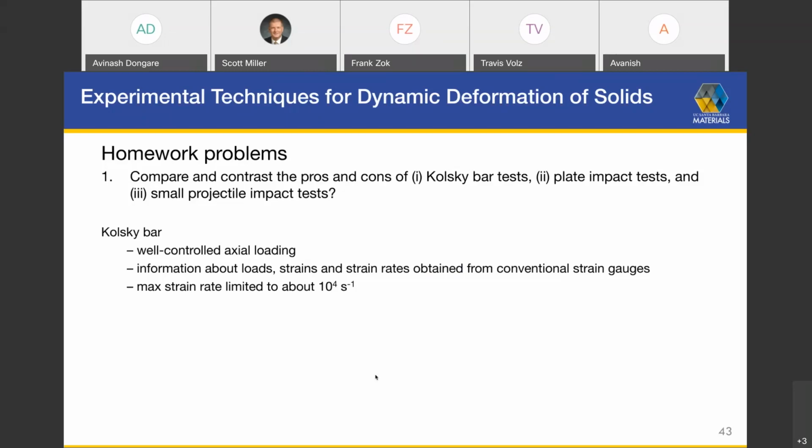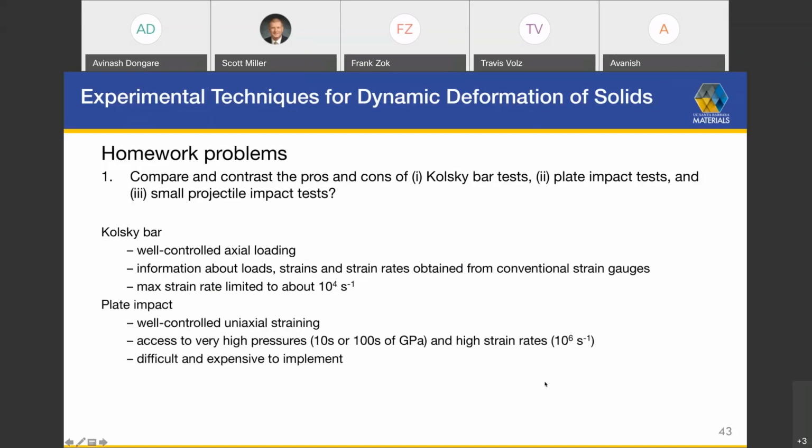The one downside to the Kolsky bar is that your maximum strain rate is limited, to about 10^4 per second. Now, I'll say a little bit more about that limitation in just a moment. But 10^4 is the practical limit in many conventionally sized Kolsky bars. It can get higher if you have miniature Kolsky bars and use very small test specimens. So those are the key items there.